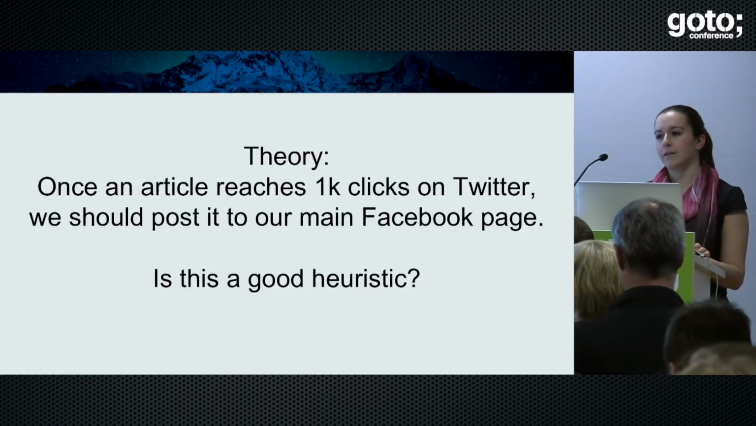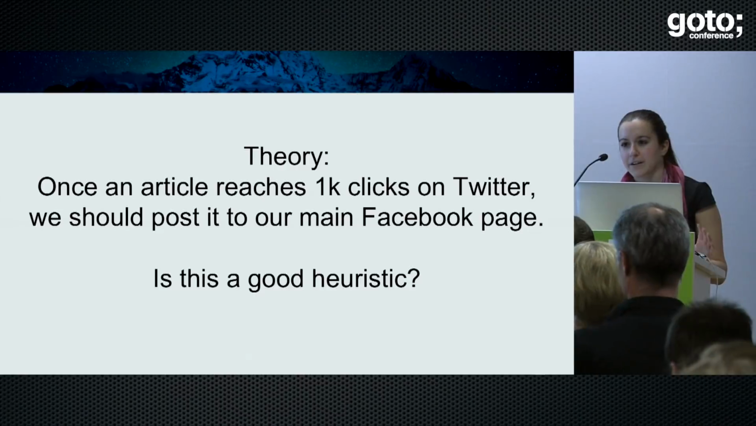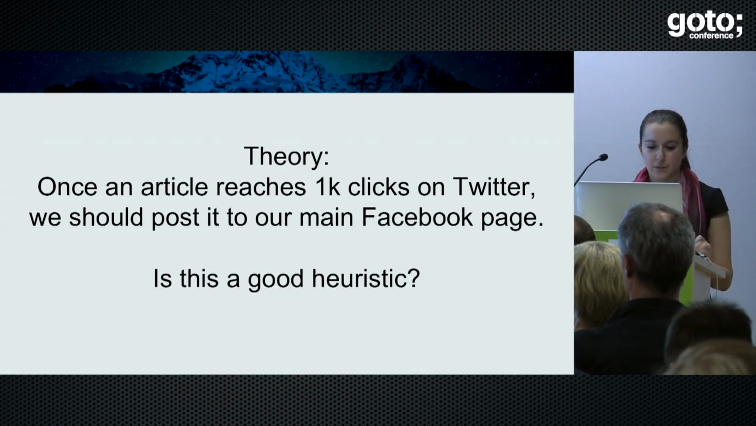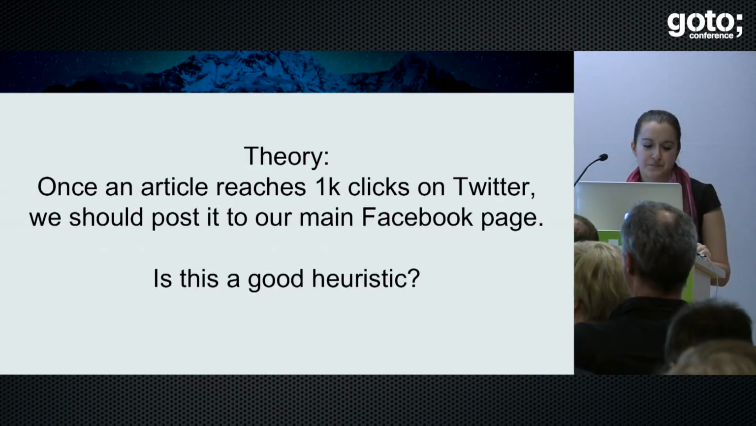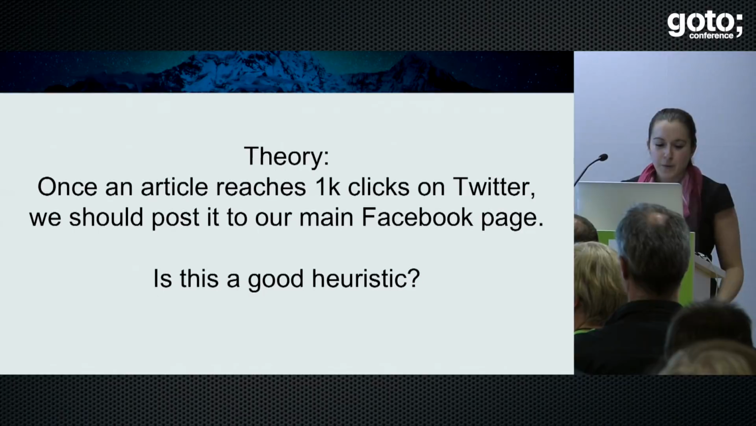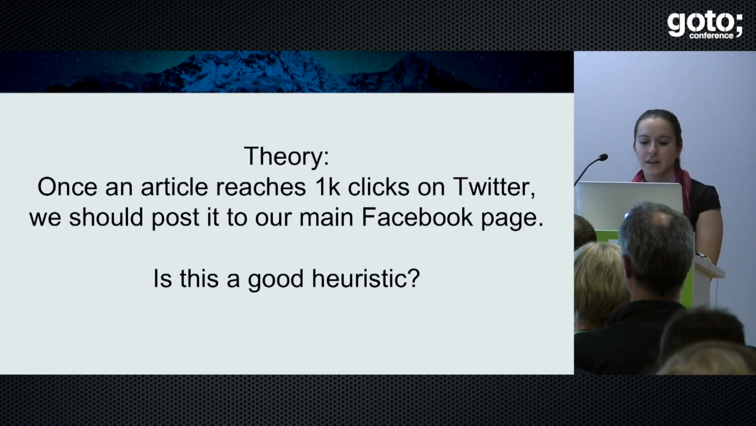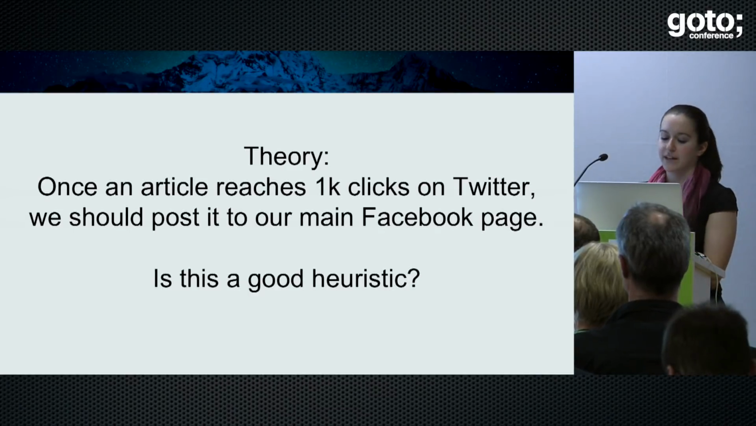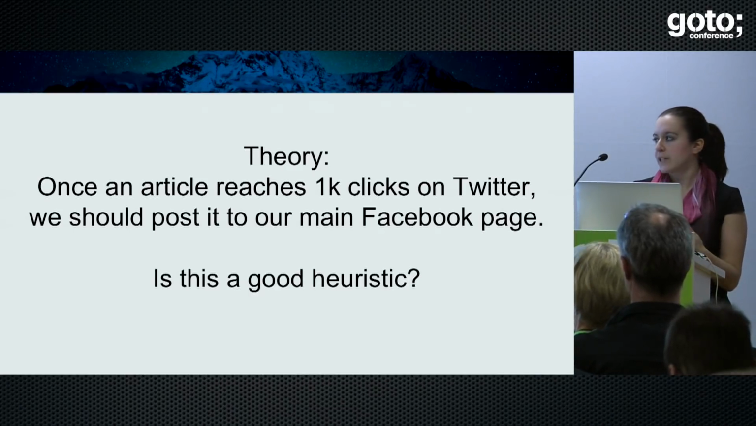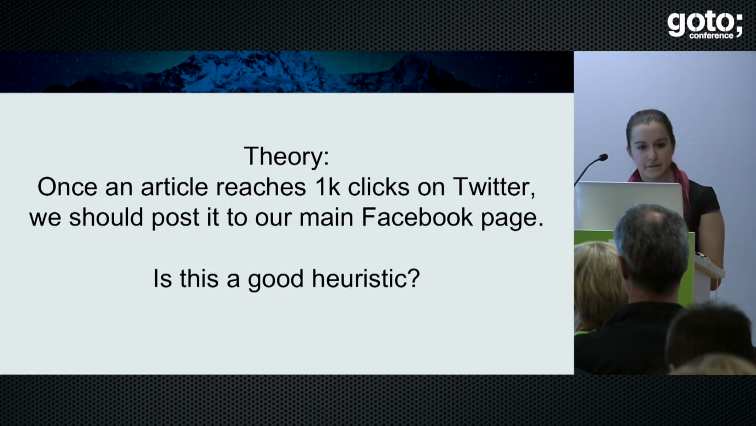So one of the heuristics the social team was using was that if something had around 1,000 clicks on Twitter, we would then publish it to the Facebook main page. Is this a good heuristic? Just intuitively, it's probably not, because the audiences on Facebook and Twitter are very different. But we want to go beyond intuition, so we wanted to prove it out scientifically. We have the number of clicks we get on Twitter, the Facebook page a particular article is posted to, and the views performance. Using this, we can dig in and figure out what's going on.